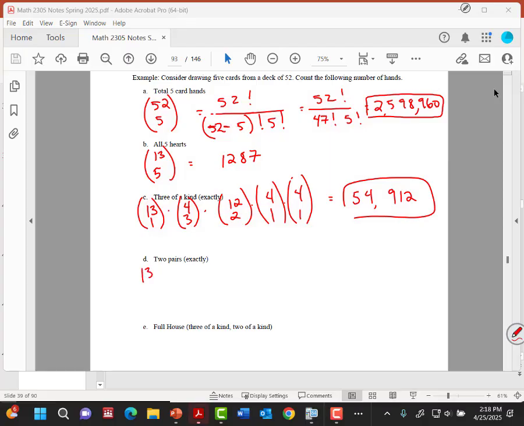From the 13 denominations, choose 2 of them to be the denominations that have my 2 pairs. From the 4 in the first denomination, choose 2 of them. And from the 4 in the second denomination, choose 2 of them. Okay, so I've got my 2 pairs set up, but now I have to select the 5th card.